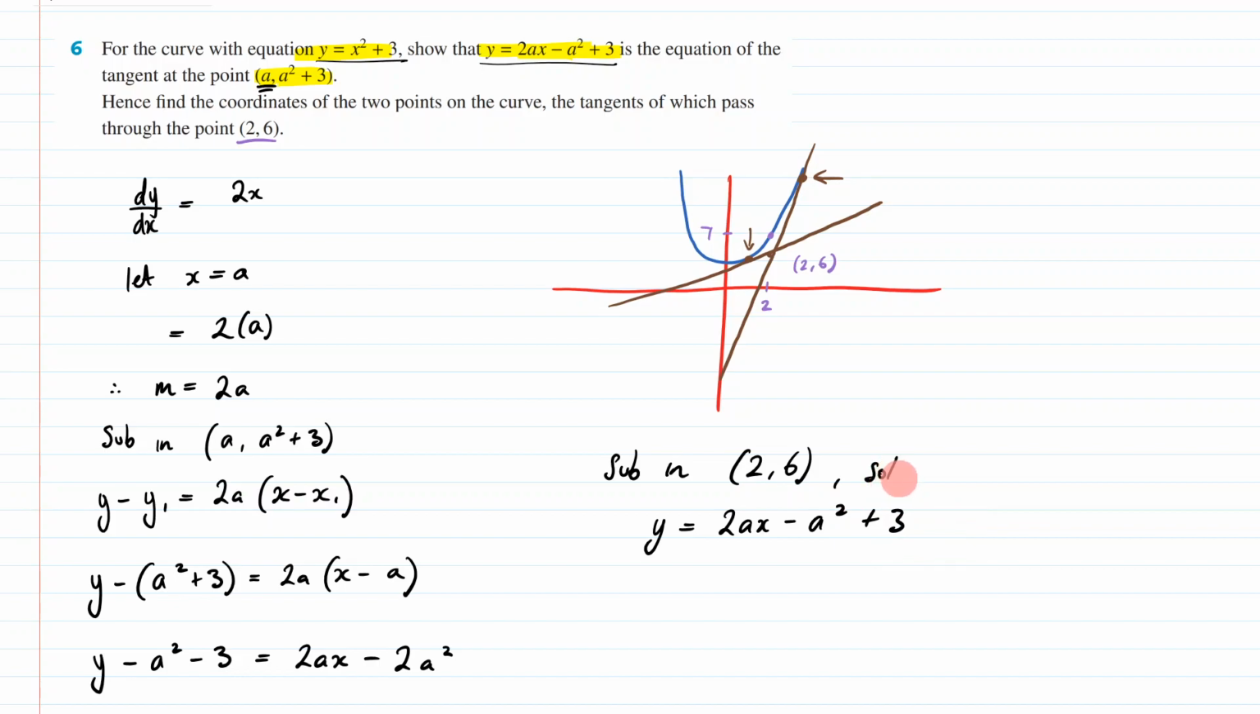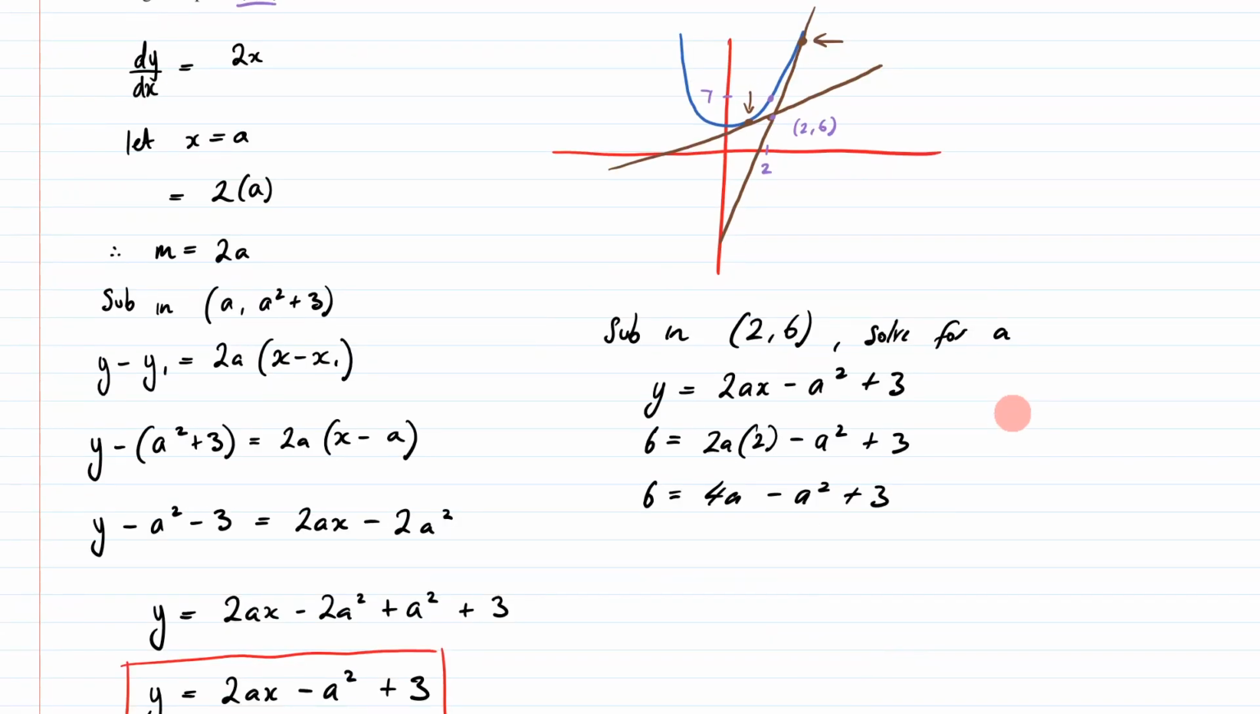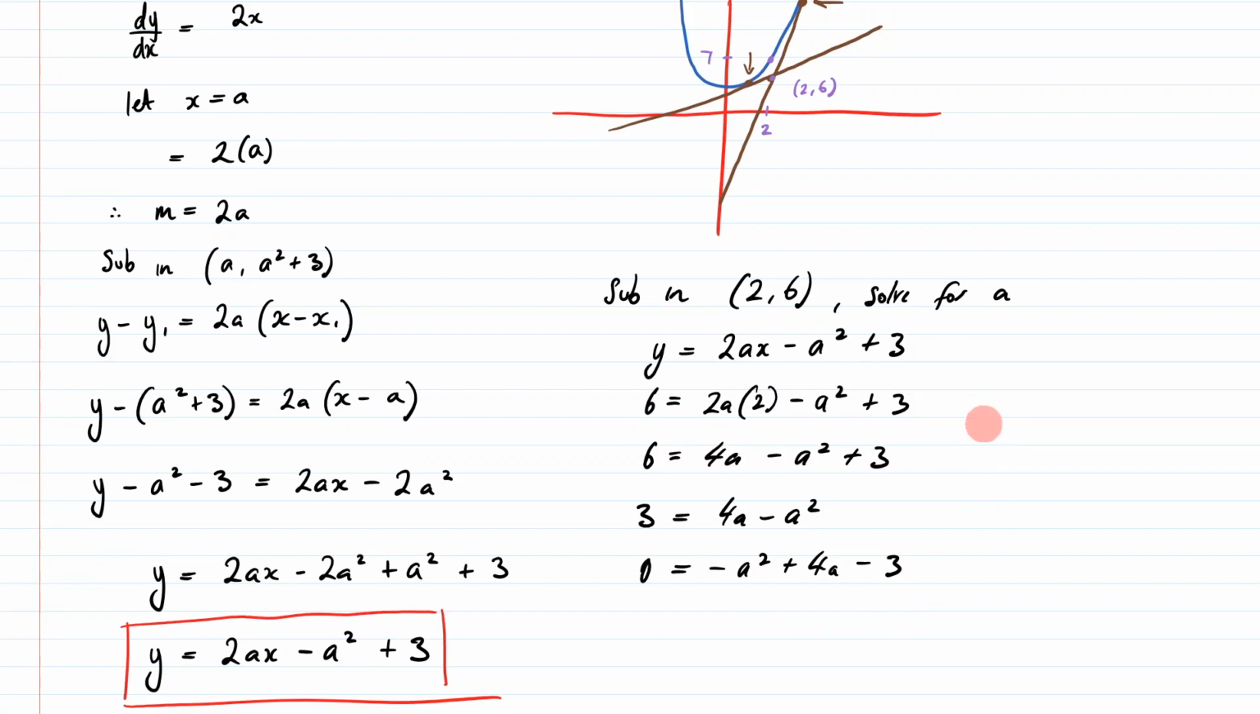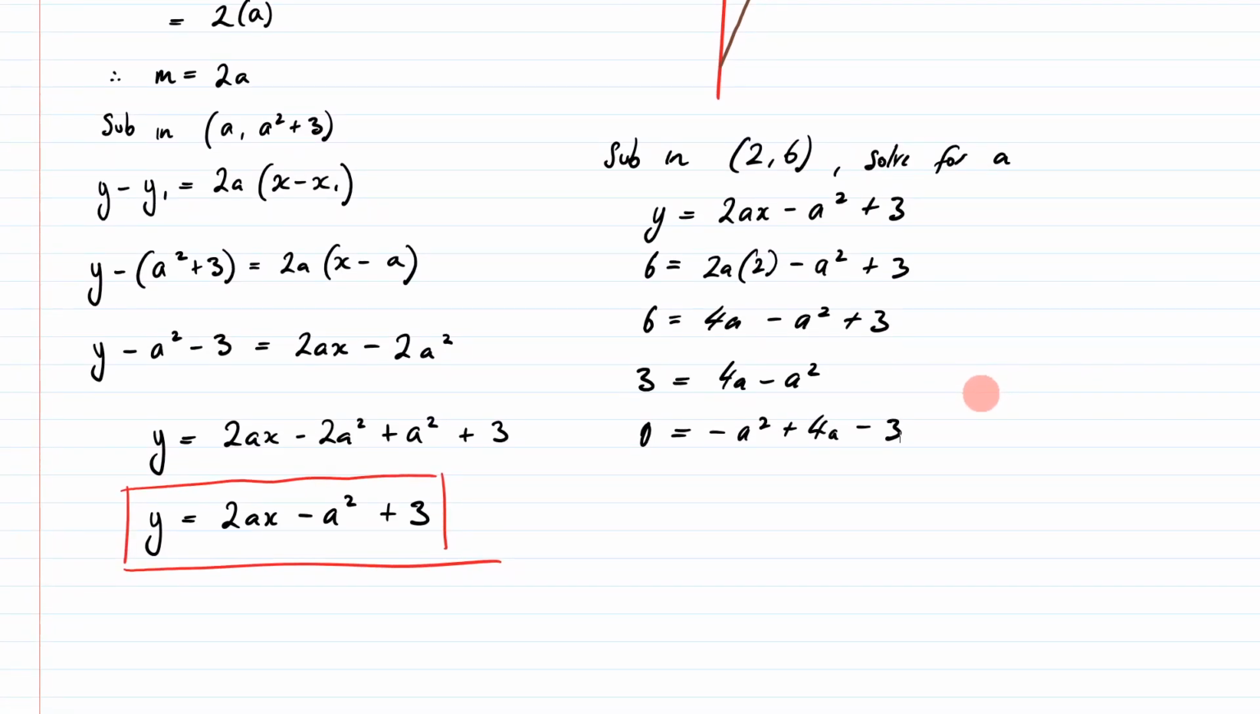And solve for A. So that means I'm going to put a 6 here: 6 is equal to 2a squared minus a squared plus 3, so 6 is equal to 4a minus a squared plus 3. I will then minus 3 to get 3 on this side: 4a minus a squared. Let's rearrange this a little bit as well. Minus 3. I don't like it when my squared term is negative.